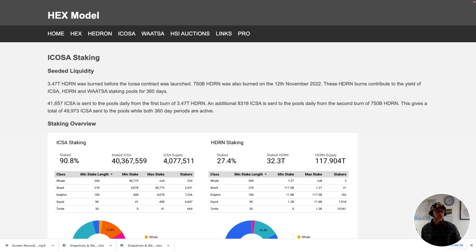And these HEDRON burns contribute to the yield of ICOSA HEDRON and WOTSA staking pools for 360 days. So it's based out for 360. So we have seeded liquidity, which is going to end August 10th, I think, and then November 12th. And the big one is going to end like August 10th. 41,657 sent to the pools daily, and that all goes again to the ICOSA HEDRON and WOTSA pools.